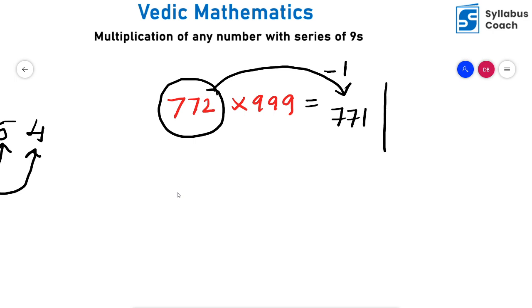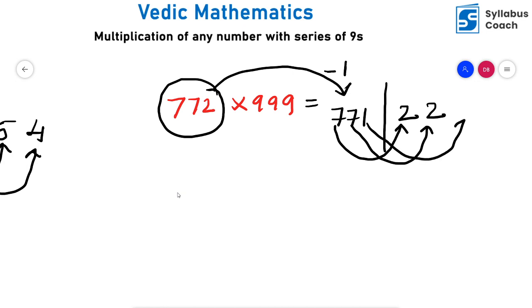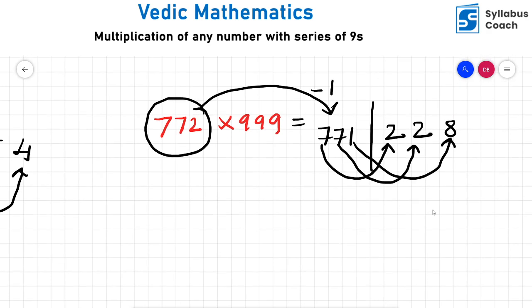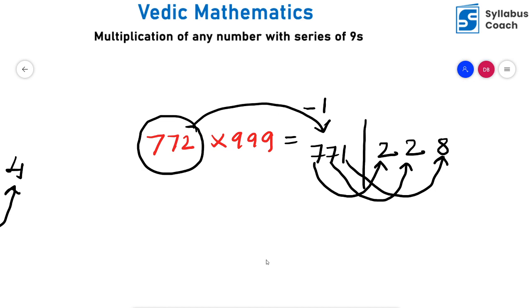What is the second step now? You just have to subtract 7 from 9. So 9 minus 7 is 2, 9 minus 7 is 2, and 9 minus 1 is 8. So the answer for this question is 7, 7, 1, 2, 2, 8, right? Are you really liking this technique? You will definitely, right? So let's take one more example by increasing the complexity of the question.